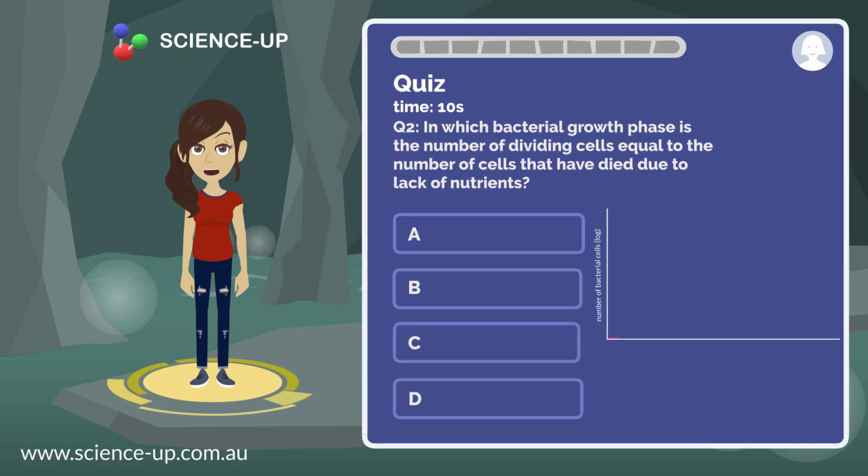Next question. In which bacterial growth phase is the number of dividing cells equal to the number of cells that have died due to lack of nutrients? You have 10 seconds. Good luck.